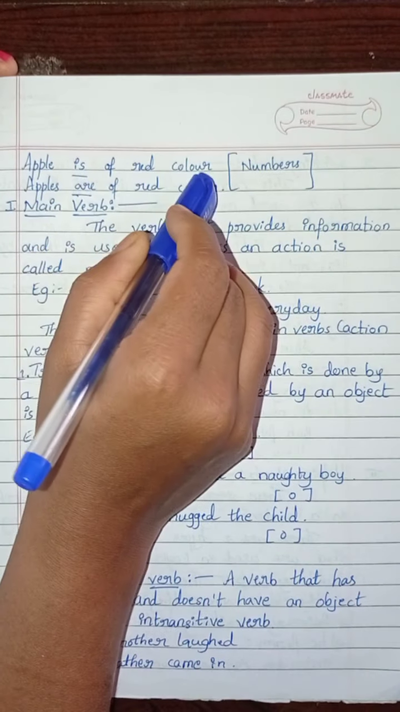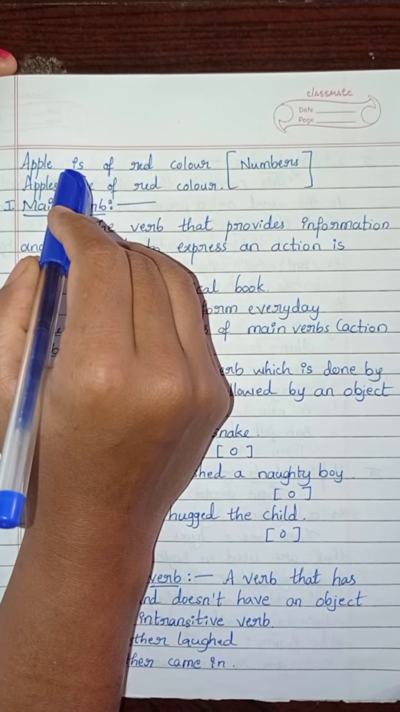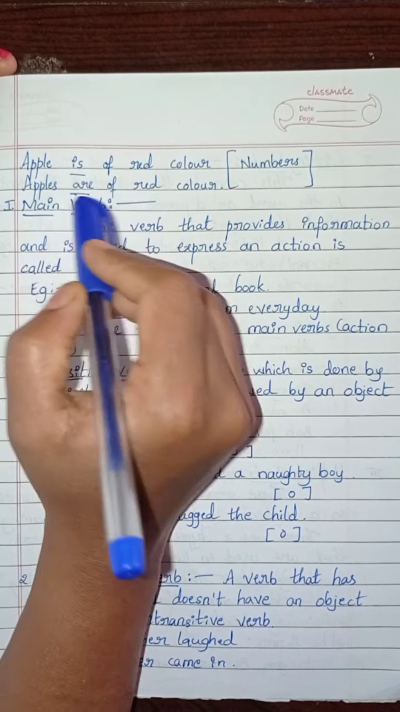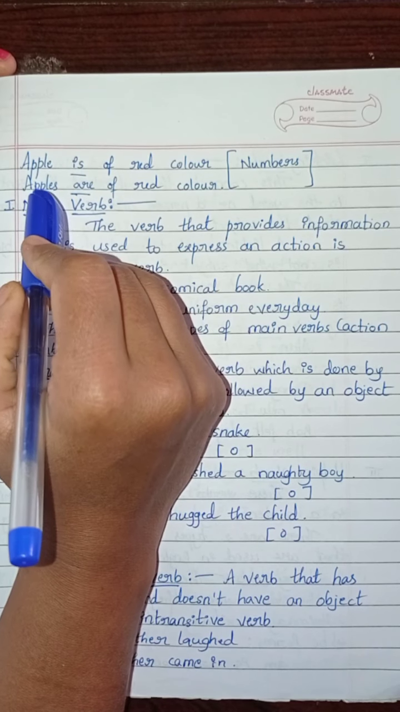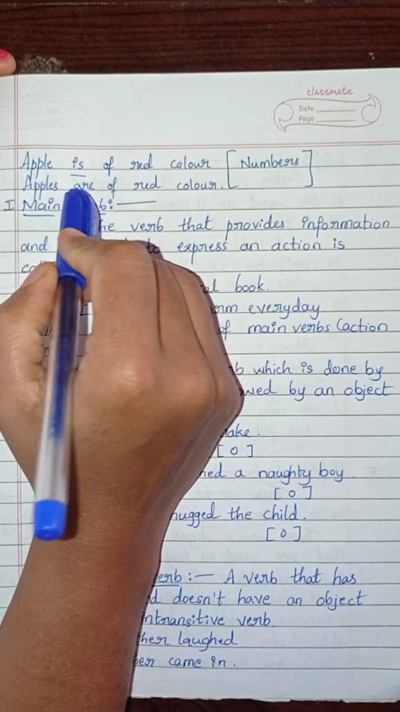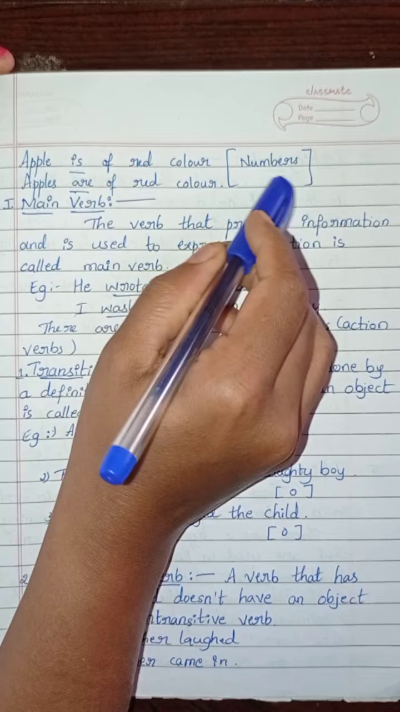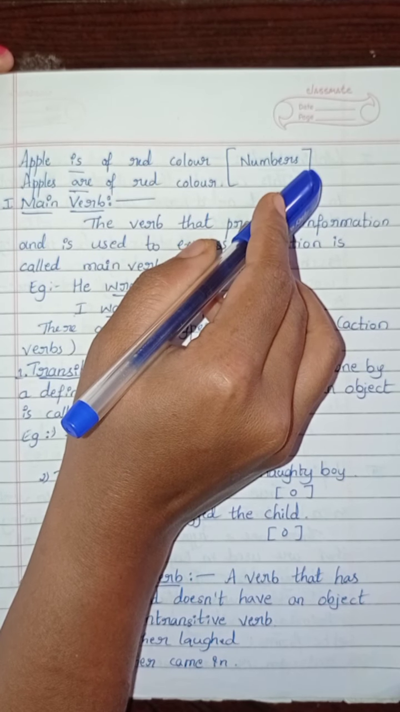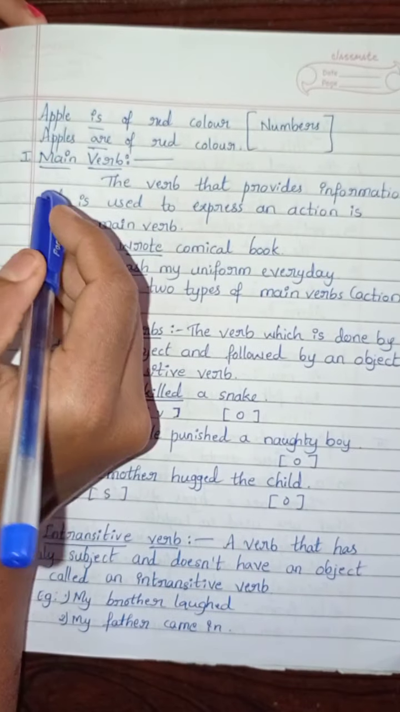This sentence is in the singular form, students, so we have written "is" here. Okay, apples are of red color. So here not only one apple is there, so we have written "are" here. We have to change the verb according to the number. Understood? Okay, now let's know about the kinds of finite verbs.